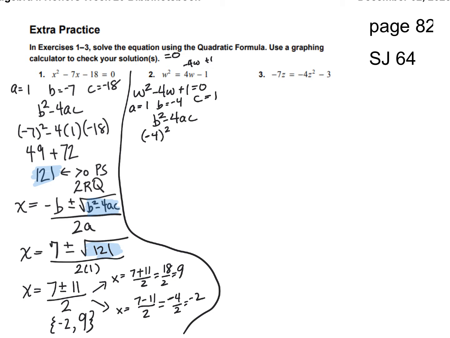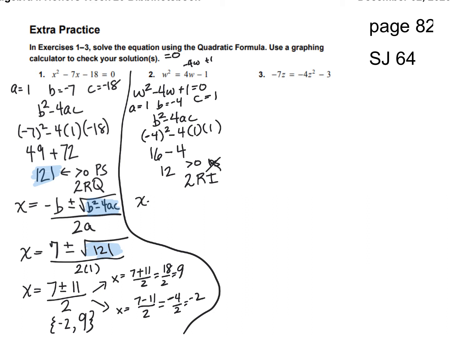b is negative 4 minus 4 times 1 times 1. So 16 minus 4 is 12. So 12 is greater than 0, and it is not a perfect square. So that means I'm going to have two real irrational roots, which means I'll have a radical in my answer.